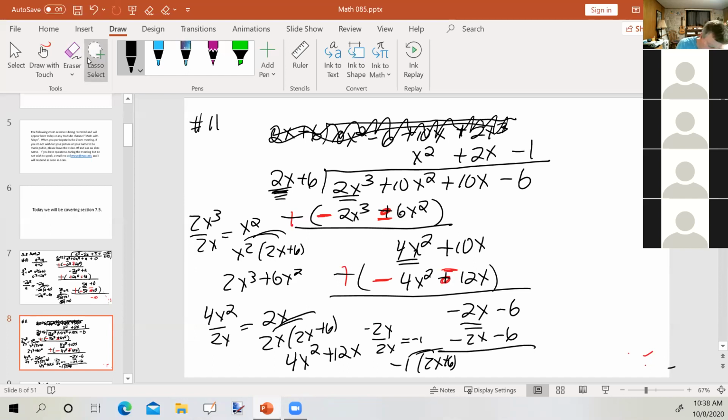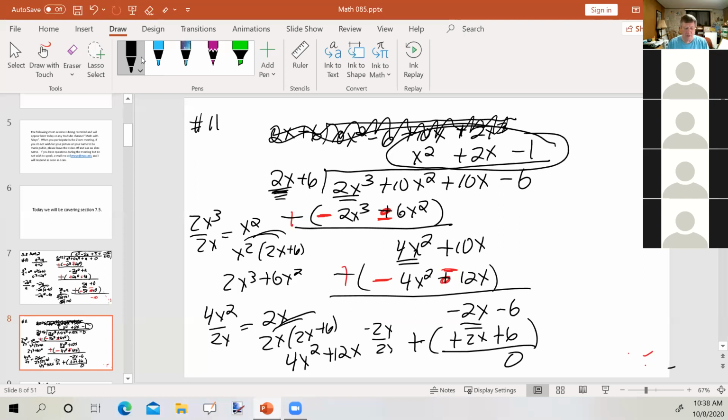I'm going to come in here and erase some stuff so that I've got more room. Sorry about that. Okay, so I'm going to change that to addition of the opposite, and I get 0 remainder, which means that that trinomial is the final answer. Any questions? All right.